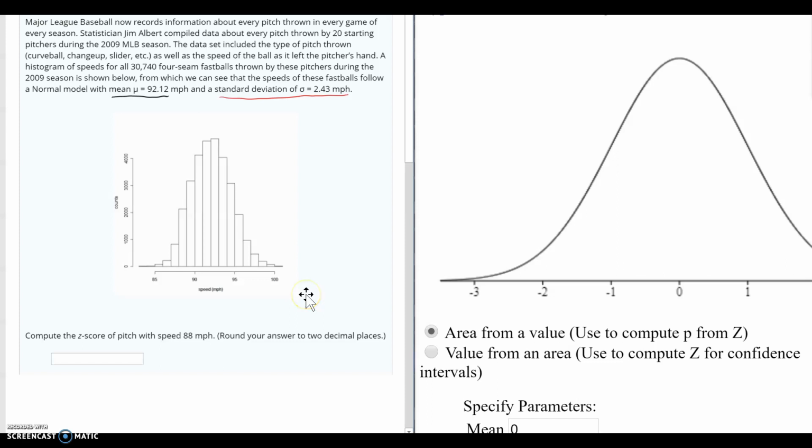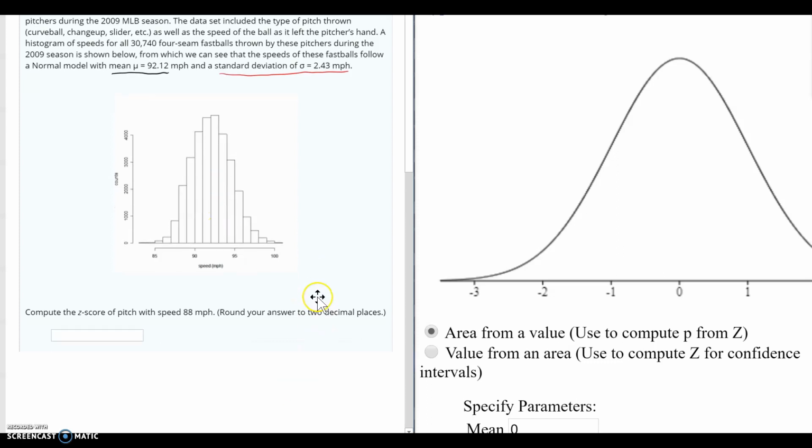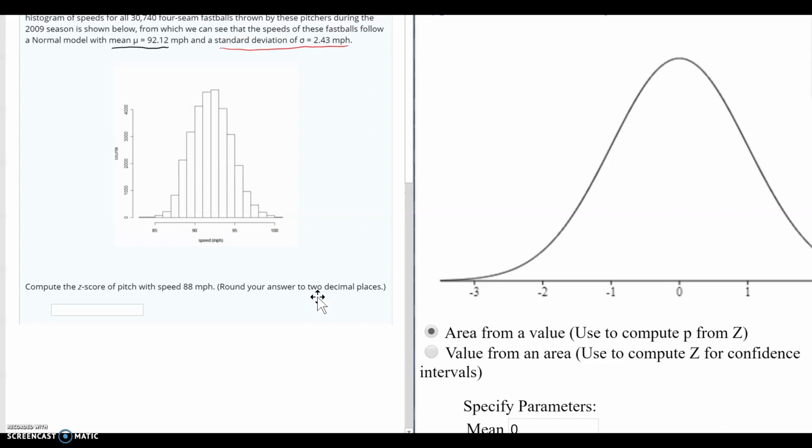It says compute the z-score for a pitch with a speed of 88 miles per hour. So if you recall, the z-score formula was this: z is equal to x minus mu, your value that you're checking against the mean, divided by the standard deviation. So in this case, I would have 88 minus the 92.12 divided by the 2.43. All right, I'm going to pause the video and type this into my calculator.